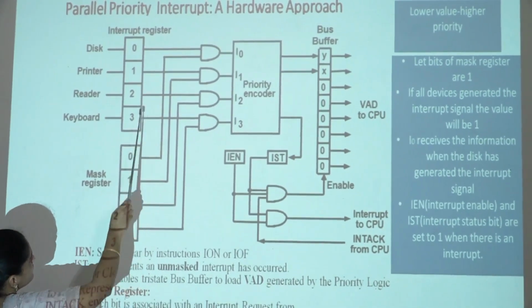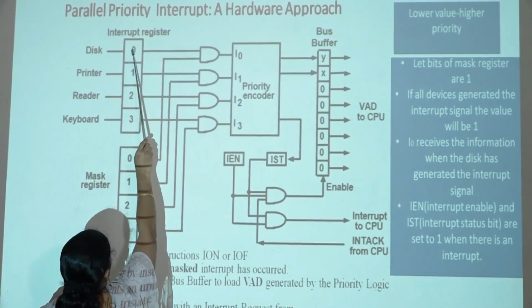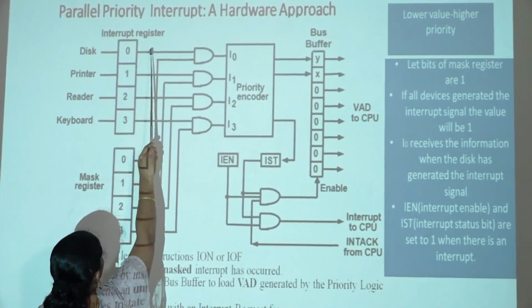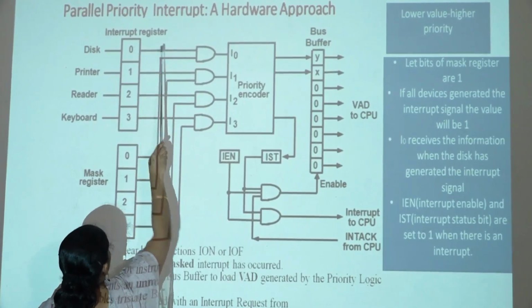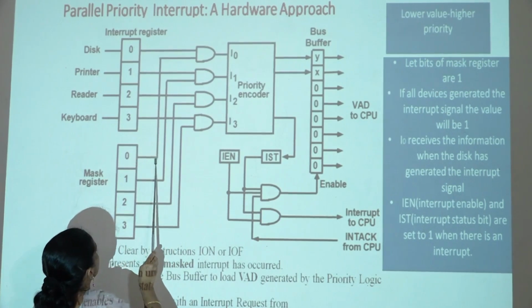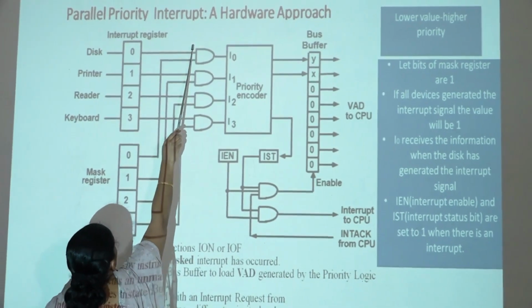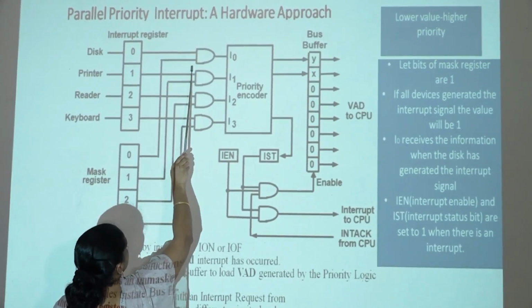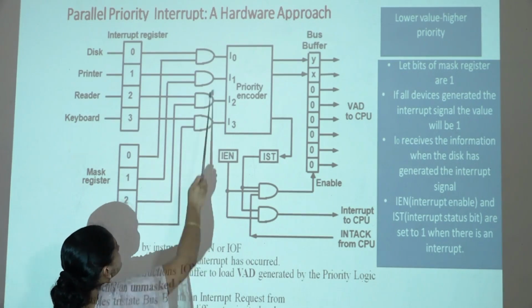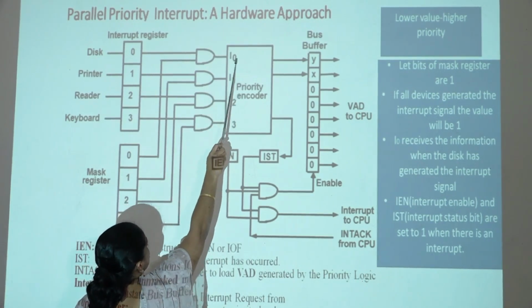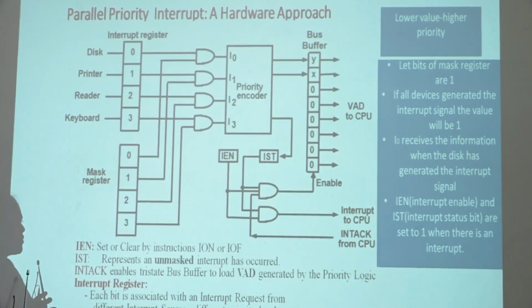There is a priority encoder, and whenever there is an interrupt from a particular device, this particular bit will be set to 1, so that this 0th bit and this 0th bit will be given as inputs to this AND gate. 1 and 1. When both are 1s, as per the truth table, the output will be 1. Which means that I0 is the device which has generated the interrupt. This is how we are going to handle it.